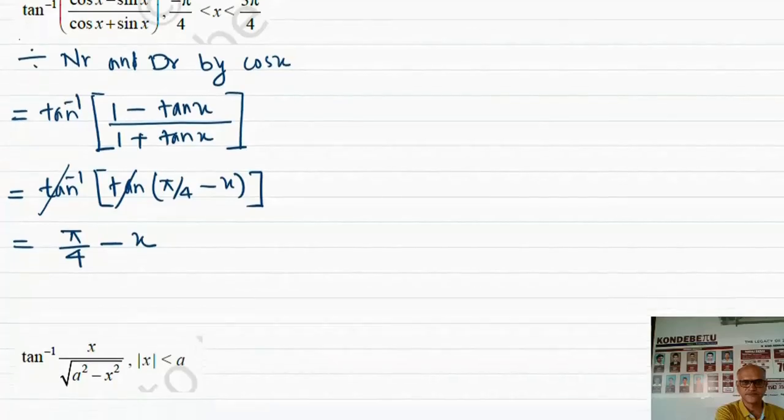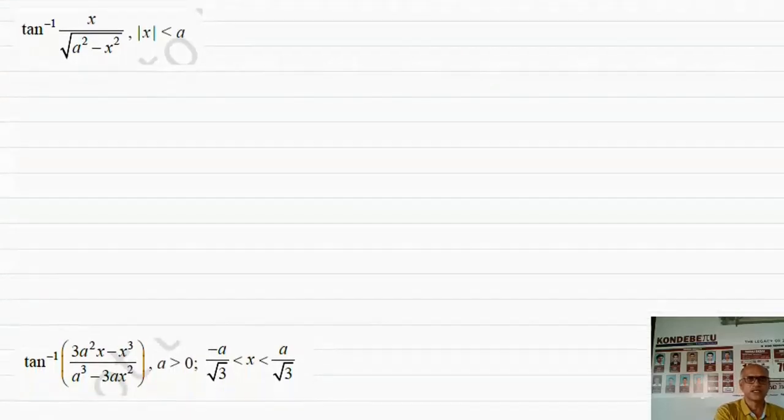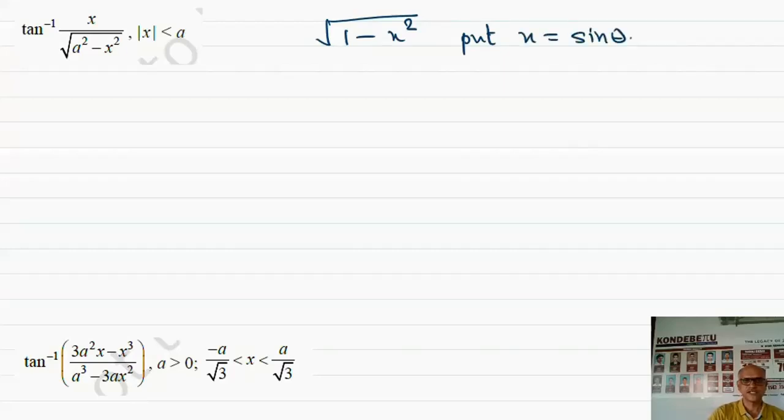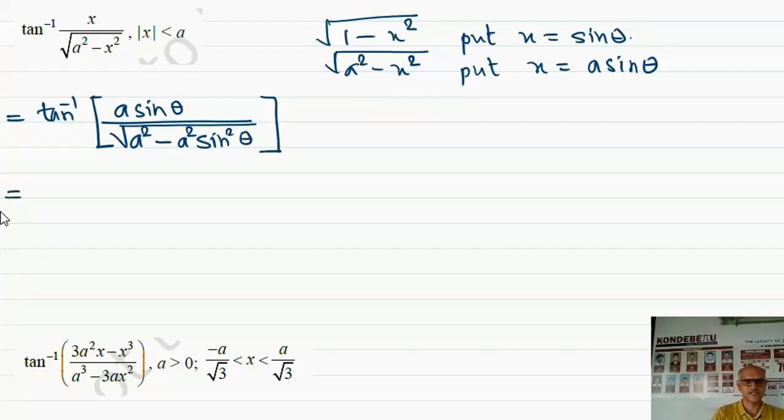Similarly, next, tan inverse x by root of a square minus x square. As I gave the hint, in the root you are having 1 minus x square, put x equal to sin theta. Here, instead of 1 it is root of a square minus x square, so put x equal to a sin theta. Again in 3 steps you will have the answer. So tan inverse into bracket, x is a sin theta divided by root of a square minus a square sin square theta, bracket complete.